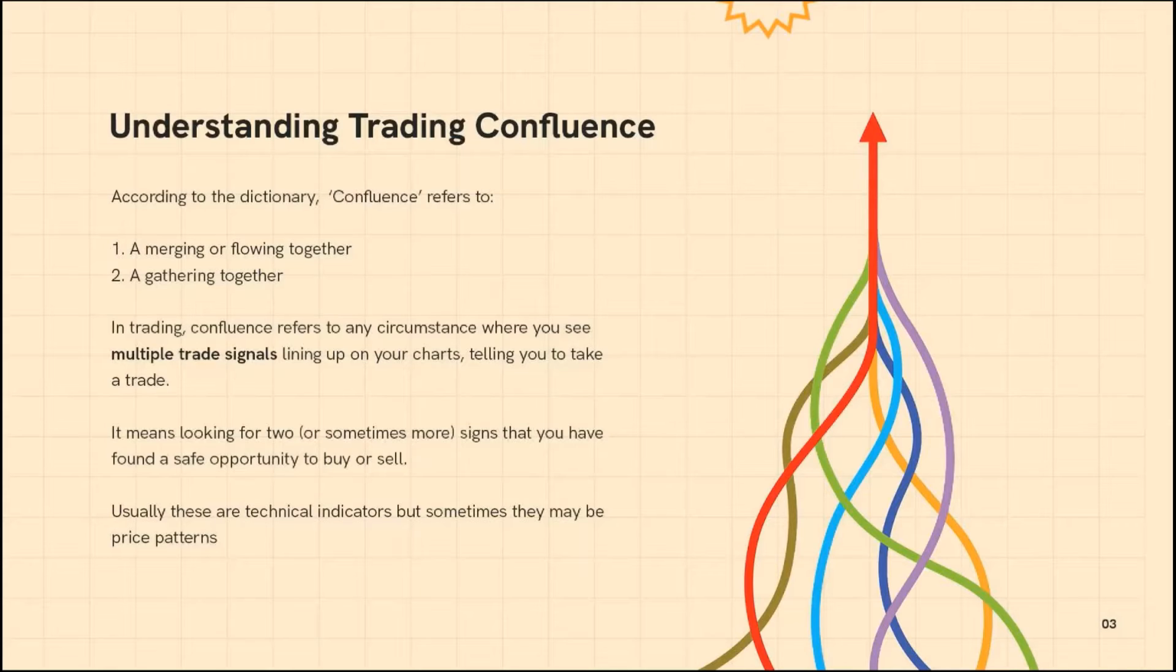Now, let me tell you something. When looking for confluence, it doesn't have to be indicators alone. It could be price patterns. It could be indicators, moving averages, and RSI. It could be a combination of chart patterns, and it could be anything at all. Just something that gives you more reason to trade that financial instrument. That is simply what it means. And you don't need to stress about confluences at all.